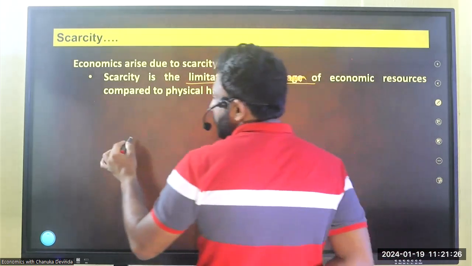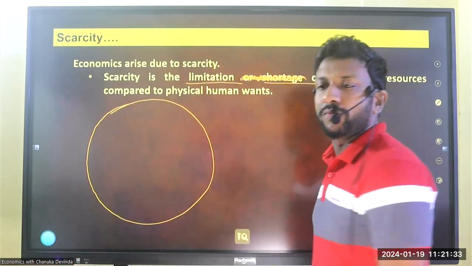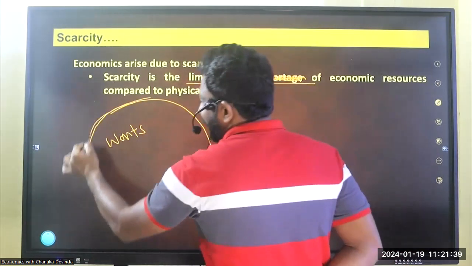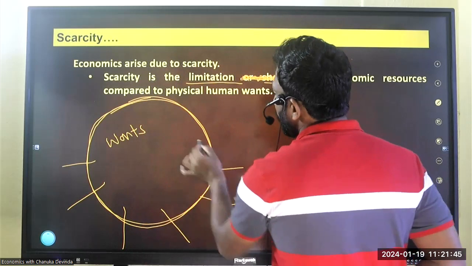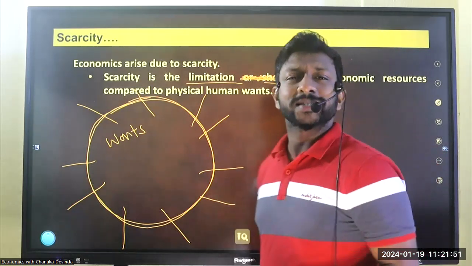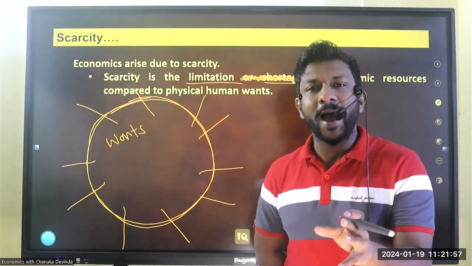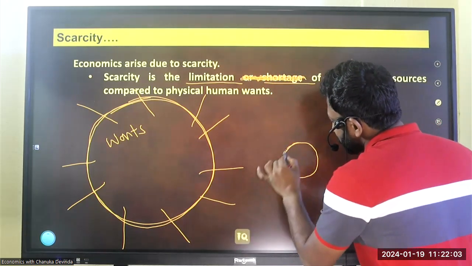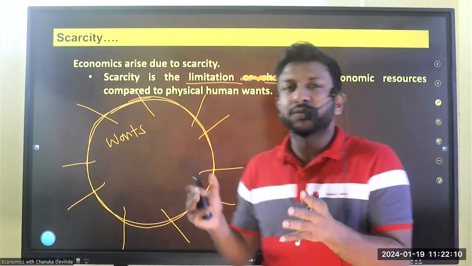Why? Because there are so many amounts of wants. Actually, it can't be kept within a boundary. So it can be more than that, right? But when it comes to resources, how many resources do you have? What is the wealth that you have to satisfy these wants? It's a very limited amount of resources that we have. Very limited. That's why we are struggling to satisfy our wants.